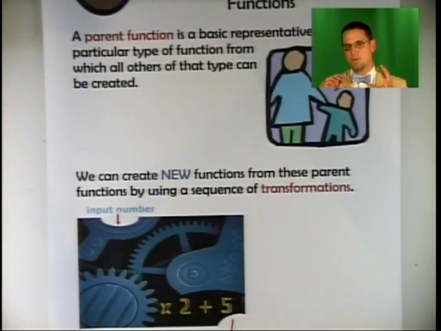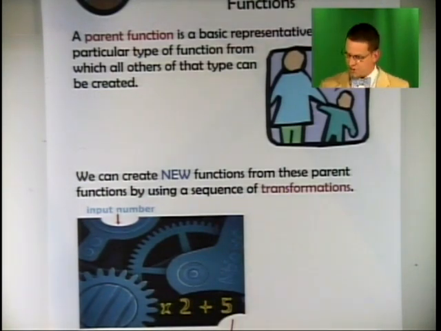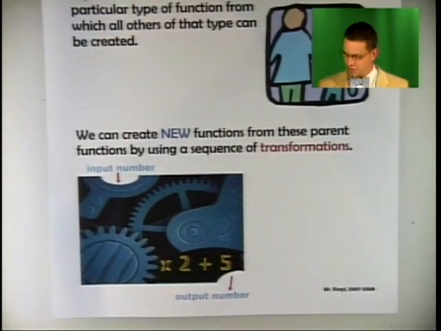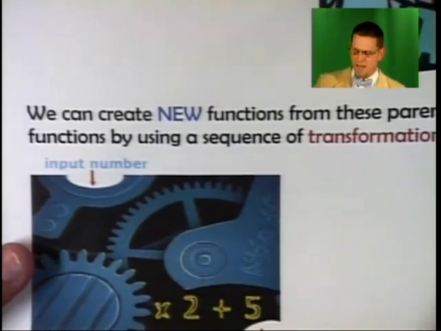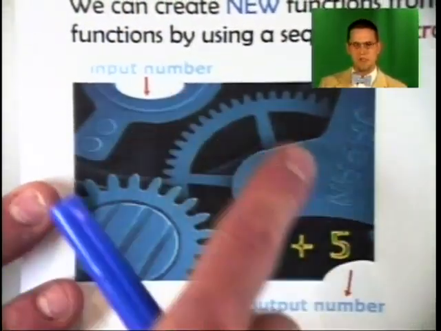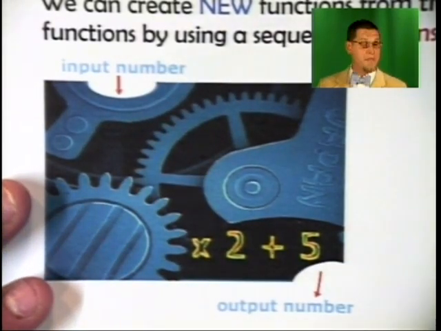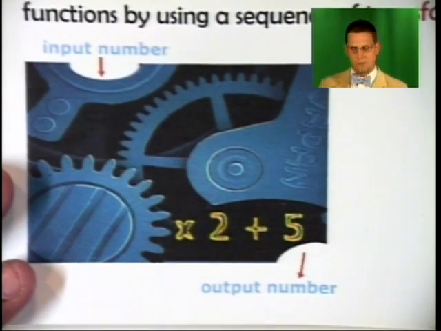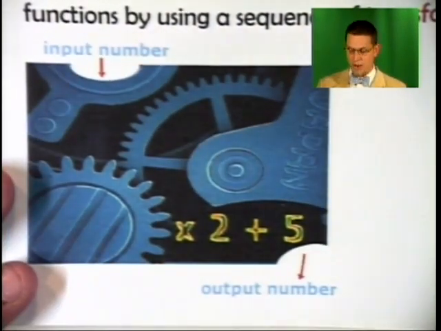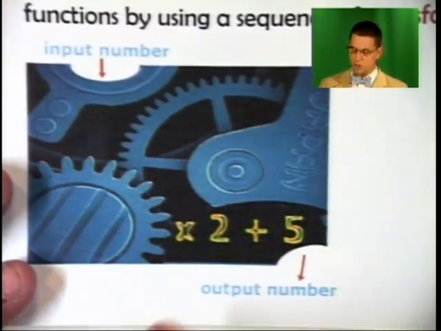What we're going to do is create functions anew by using a sequence of transformations. So remember, a function is like a machine. It's a machine that takes an input and drops it in and makes some type of numeric change to it. So we input a number, here's the machinery. In this case, the machine multiplies your input times 2 and then adds 5 to it in that order. And then we get an output. So this would be a linear function, and the parent function would be y equals x.